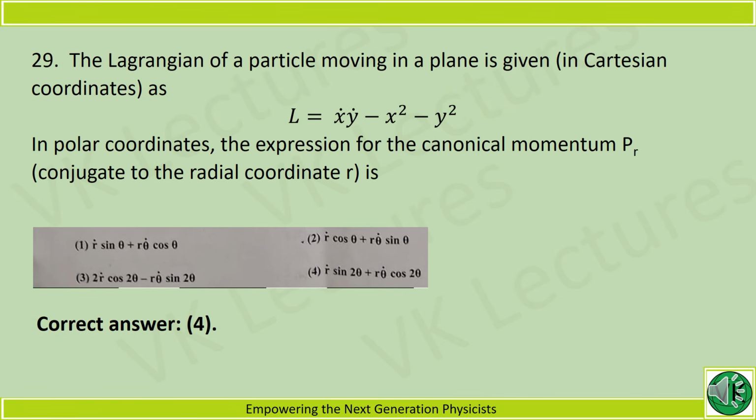The Lagrangian of a particle moving in a plane is given in Cartesian coordinates as L equals x dot y dot minus x square minus y square. In polar coordinates, the expression for the canonical momentum p_r conjugate to the radial coordinate r is, option 4, r dot sine 2 theta plus r theta dot cos 2 theta.